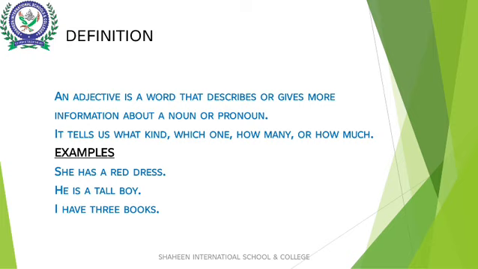In this sentence, red is an adjective because it is adding to the information about the dress, that is a noun, as well as it is also giving us some information related to the pronoun, that is she, which means she has a red dress. He is a tall boy. In this sentence, tall is an adjective. The last example, I have 3 books. In this, 3 is an adjective which gives us information about the noun books and the pronoun I.